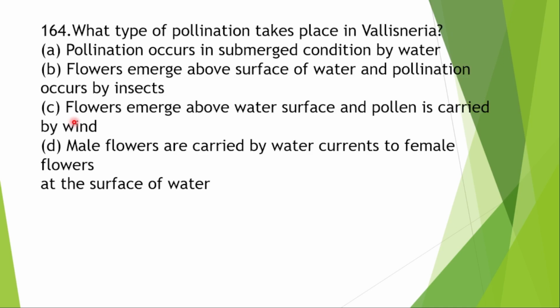164. What type of pollination takes place in Vallisneria? Pollination occurs in submerged condition by water. Flowers emerge above the surface of the water and pollination occurs by insects. Flowers emerge above the water surface and pollen is carried by the wind. Male flowers are carried by water current to the female flower at the surface of the water. So D is right.